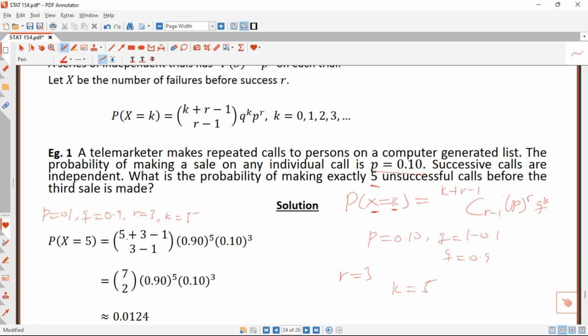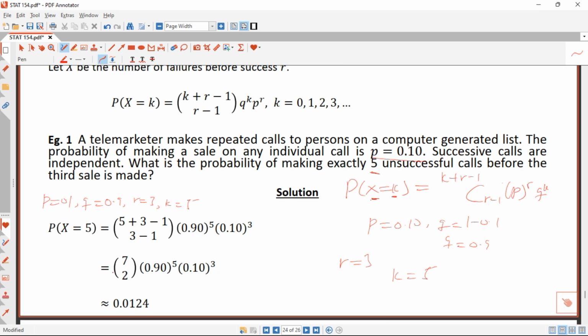So that will be (5 + 3 − 1) combination (3 − 1), times 0.9 raised to the power 5, that's the k, times 0.1 raised to the power 3, as our r is equal to 3. Once you simplify, 5 plus 3 gives us 8, minus 1 gives us 7, and 3 minus 1 gives us 2. Then punch it on the calculator, you get 0.0124.